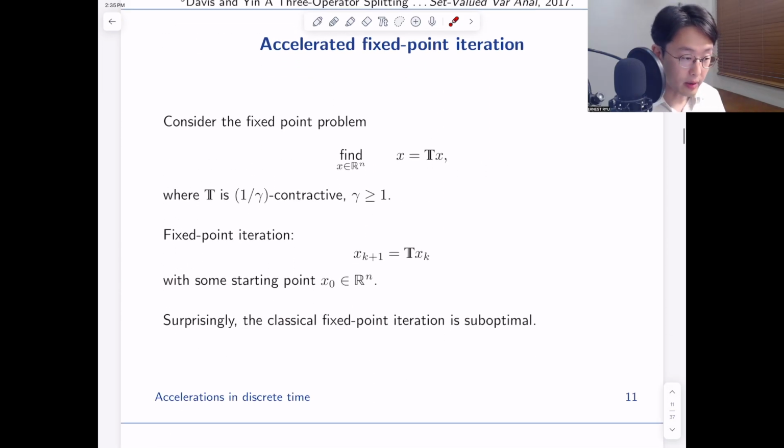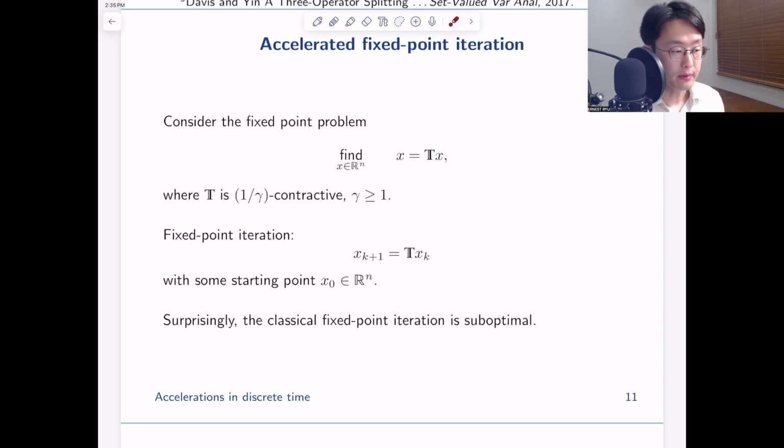All right, so I've been talking about all these new distinct acceleration phenomena. I'll show you an example. So let's consider the fixed point problem. We want to find a fixed point of the operator T. Now, we need to make some assumptions about the operator T. So we'll assume that this operator T is 1 over gamma contractive, where gamma is bigger than or equal to 1. If gamma is equal to 1, then T is not strictly contractive. It will be merely non-expansive. If gamma is strictly larger than 1, then T would be strictly contractive.